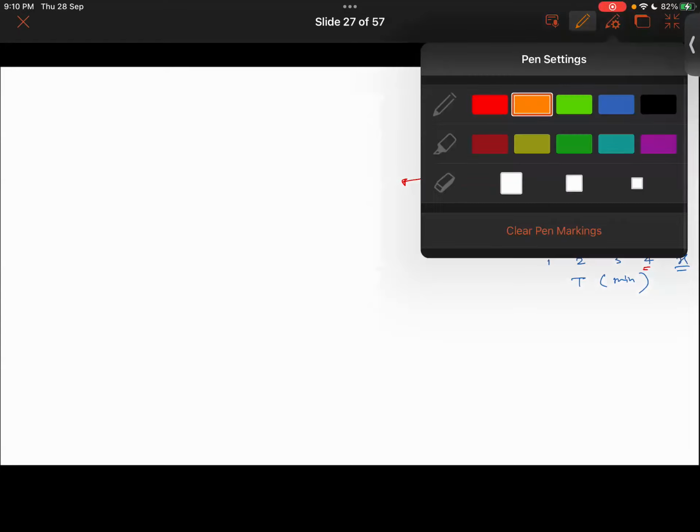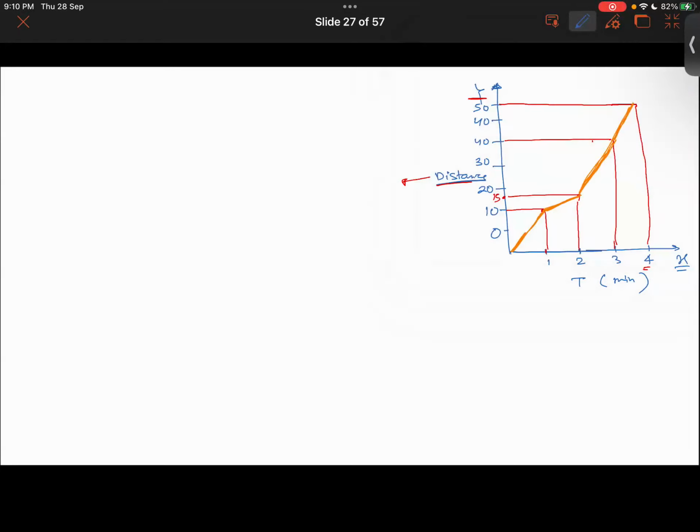Okay, what do you think? Is this graph giving you a straight line? No, sir, it's not uniform motion. Exactly. So that is how the graph of a non-uniform motion will look like. So if the question comes, then you guys can easily plot it.